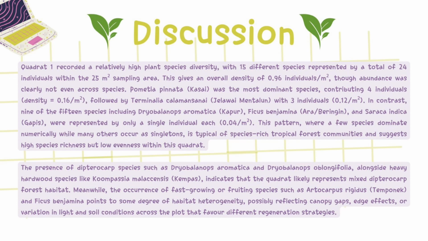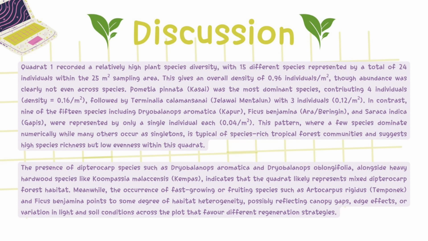For discussion point, quadrat 1 showed high diversity with 15 different species in a 25 meter square area. The overall density was 0.96 individuals per meter squared. The dominant species is Kasai with 4 plants, followed by Jelawi Mentalun with 3 plants. The singleton pattern, which is 9 out of 15 species, had only 1 individual. So this pattern is typical of tropical forests, indicating high richness but low evenness.